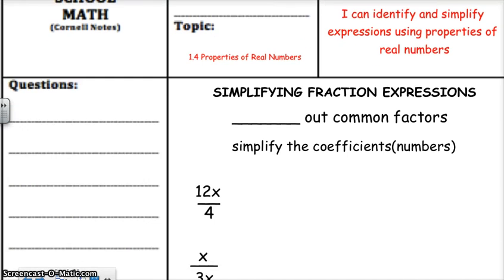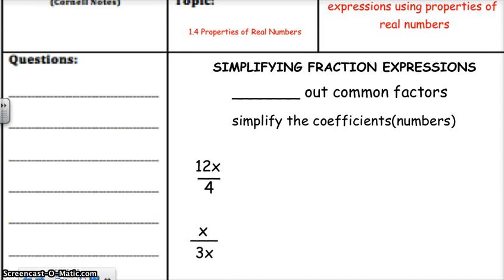Simplifying fraction expressions is the last concept we're going to cover in today's property lesson. What you want to do is cross out any common factors, and then you simplify the coefficients, which just means numbers. Coefficient is the number in front of a variable. For example, 12x over 4. Well, I can't cross out really any common factors, but 12 and 4, I can simplify that, right? This turns into 3x over 1, which is just 3x.